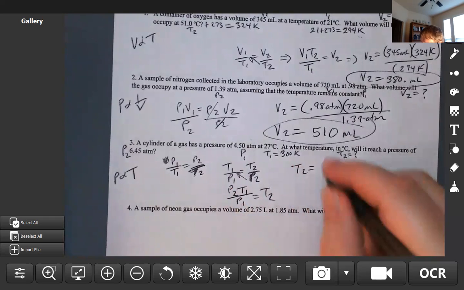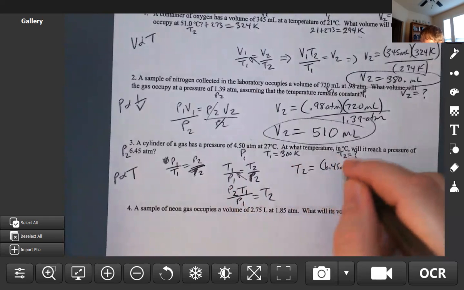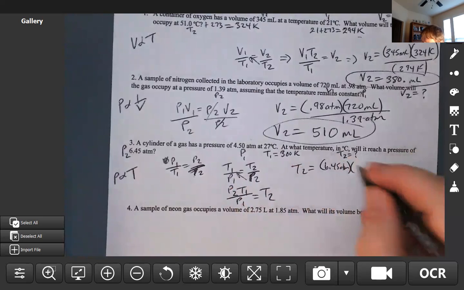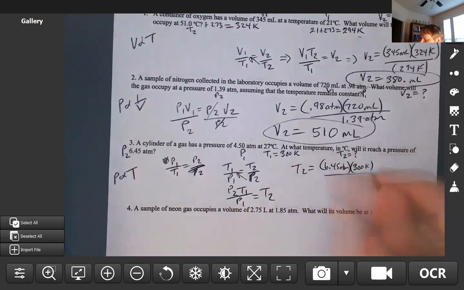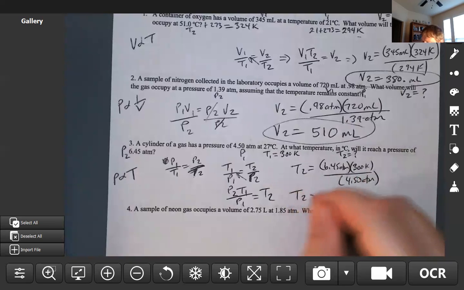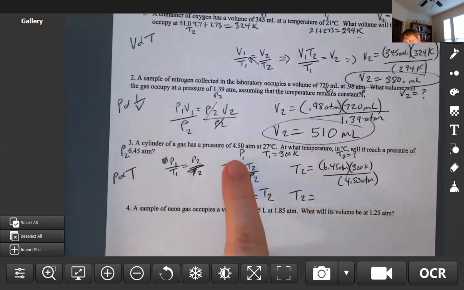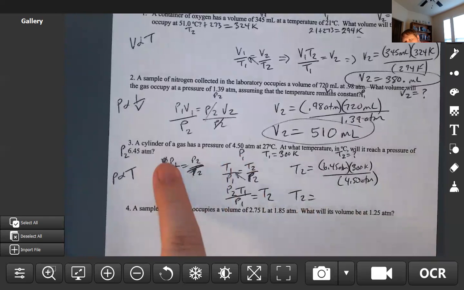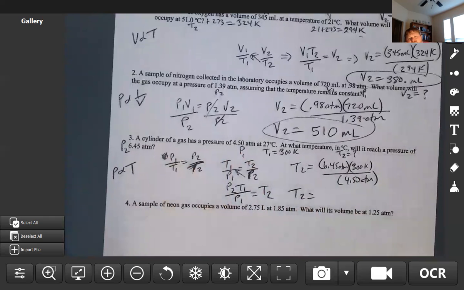So we'll sub in. P2 is 6.45 atmospheres. My T1 is that 300 Kelvin we calculated. And P1 is 4.5. So let's think about it. What's going to happen here? Pressure is going up. So again, I'm squeezing something. And temperature may not be quite as intuitive to you, but when you squeeze anything, including a gas, the particles start coming closer together. So you are increasing the energy of the system.